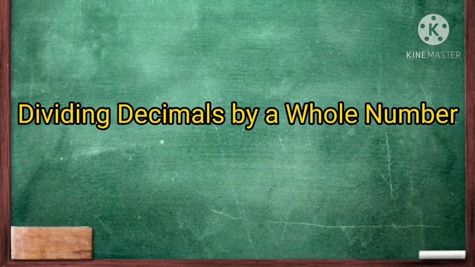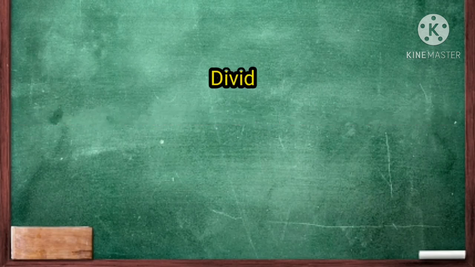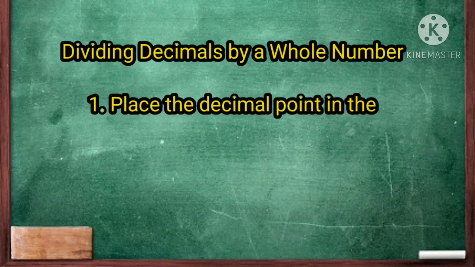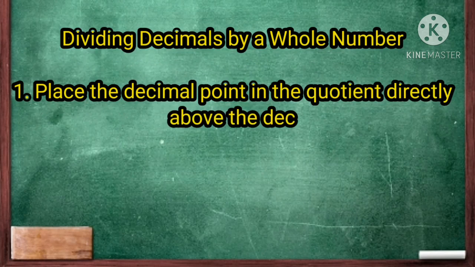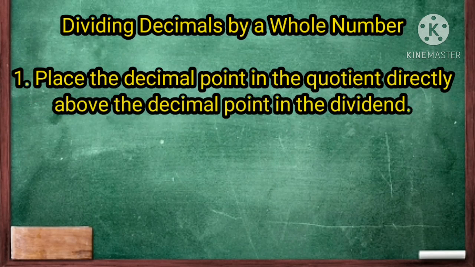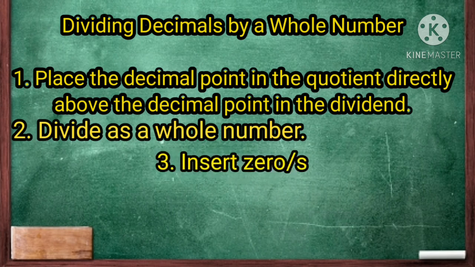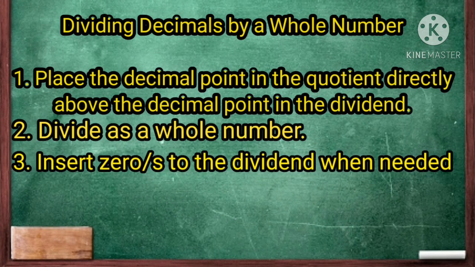Yes, we also follow steps. First, place the decimal point in the quotient directly above the decimal point in the dividend. Next, divide as a whole number. Finally, insert 0 to the dividend when needed.